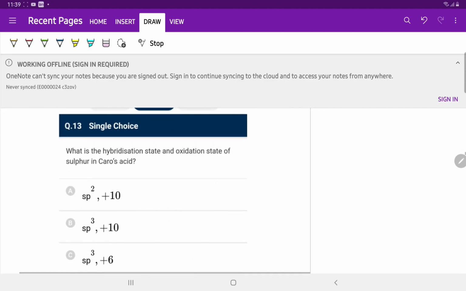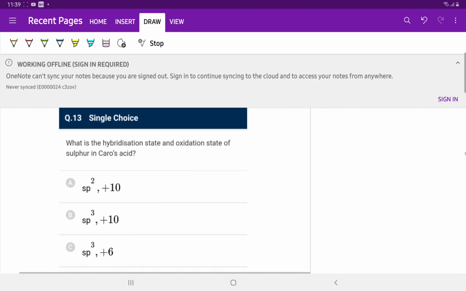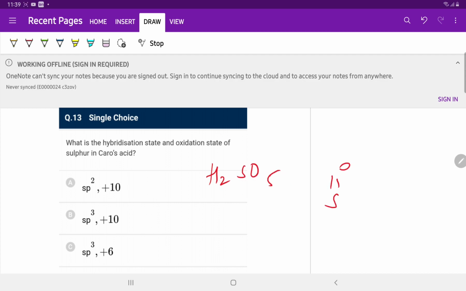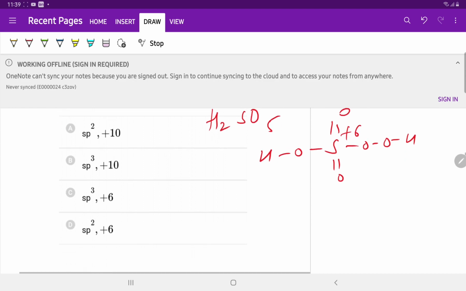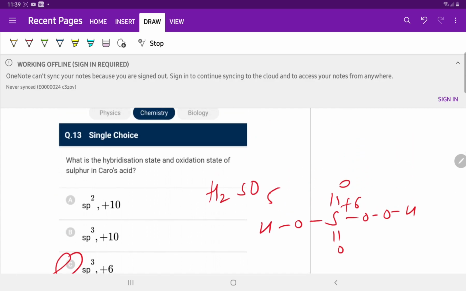Question number 13. What is the hybridization state and oxidation state of sulfur in Caro acid? Caro acid is H2SO5, peroxomonosulfuric acid, and the hybridization state is sp3 with 4 sigma bonds, and the oxidation state is +6. So option C is correct for question number 13.